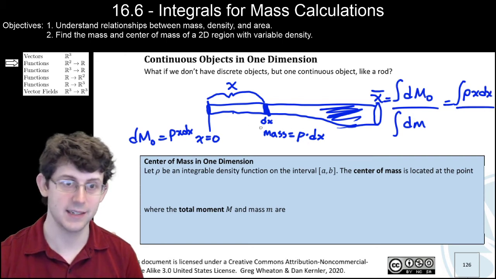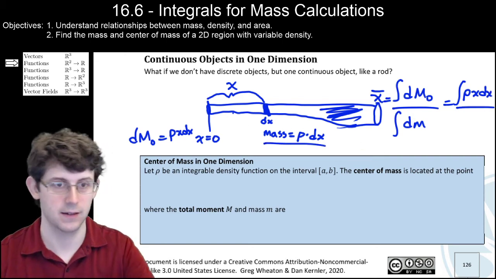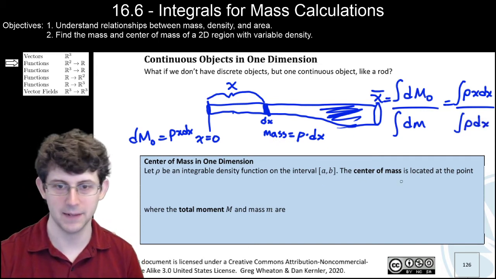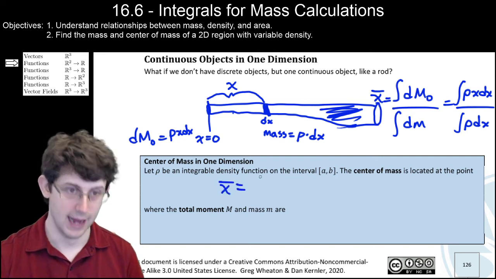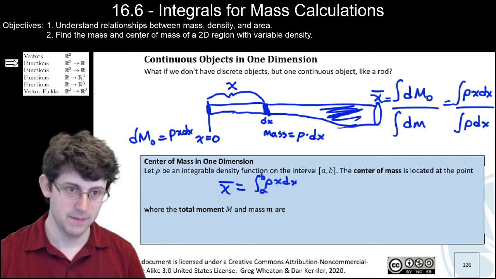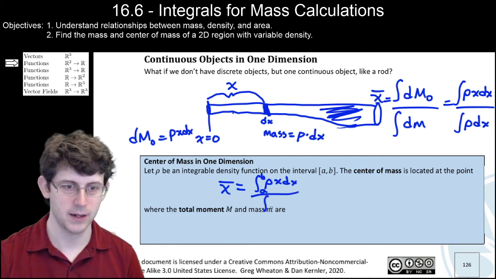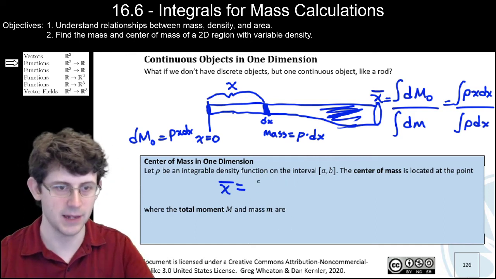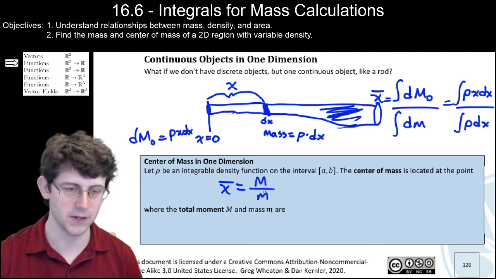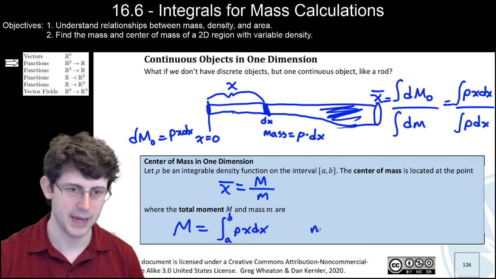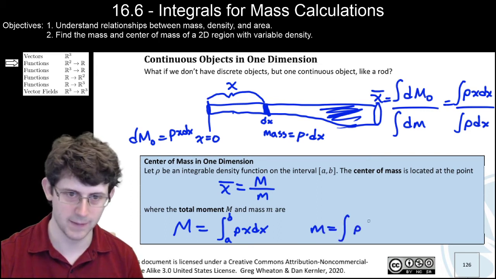And then the mass is just add up all these little bits of mass. So this will be our formula. The center of mass is located at add up all the little bits of moment from A to B over add up all the... this doesn't fit here. Let's just name them. We'll just call it the total moment over the total mass. The moment is add up all the little bits of moment. And the mass is add up all the little bits of mass.